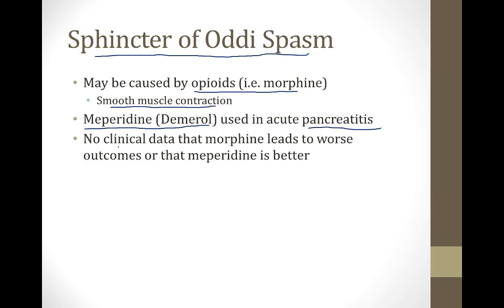Now, in reality, there are no strong clinical data that morphine leads to worse outcomes than meperidine in pancreatitis, but nevertheless, on many medical services and especially on the surgical services, you will often see Demerol used, and this is sort of a traditional thing because for years it was believed that opioids like morphine could cause sphincter of Oddi spasm.